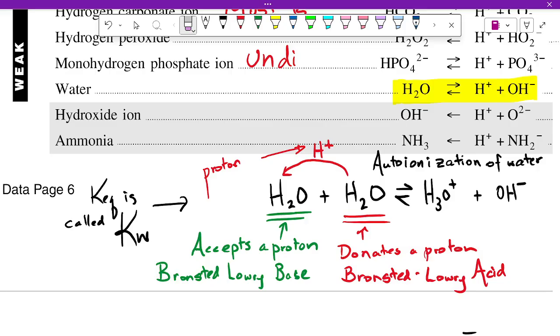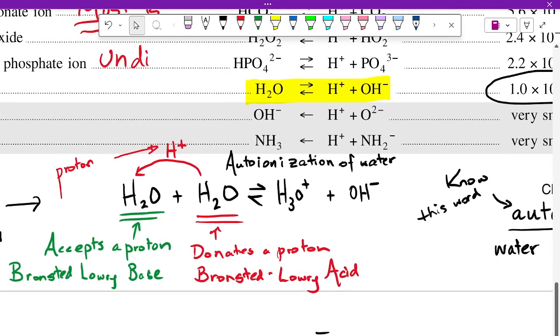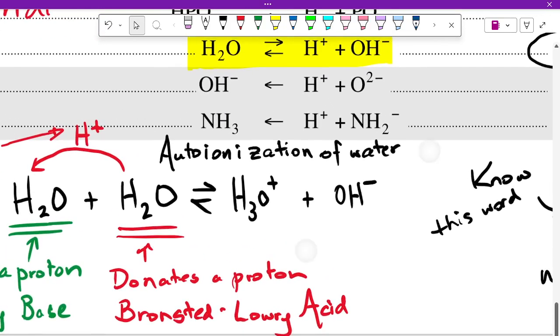Now, if we were to look at the products of this reaction, and we said, what if we're looking at the reverse reaction? Who is donating the proton in the reverse reaction? Tell your partner, who is donating the proton in the reverse reaction?